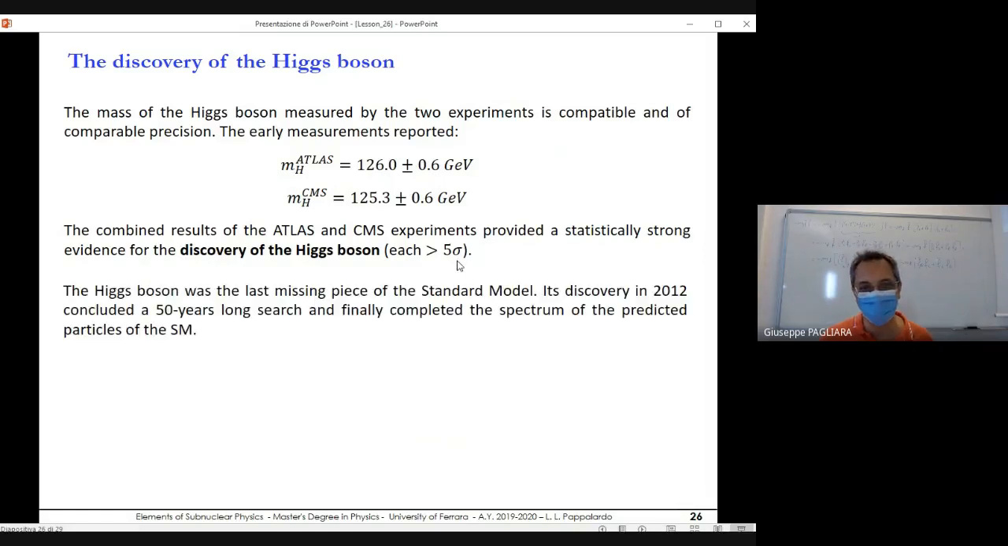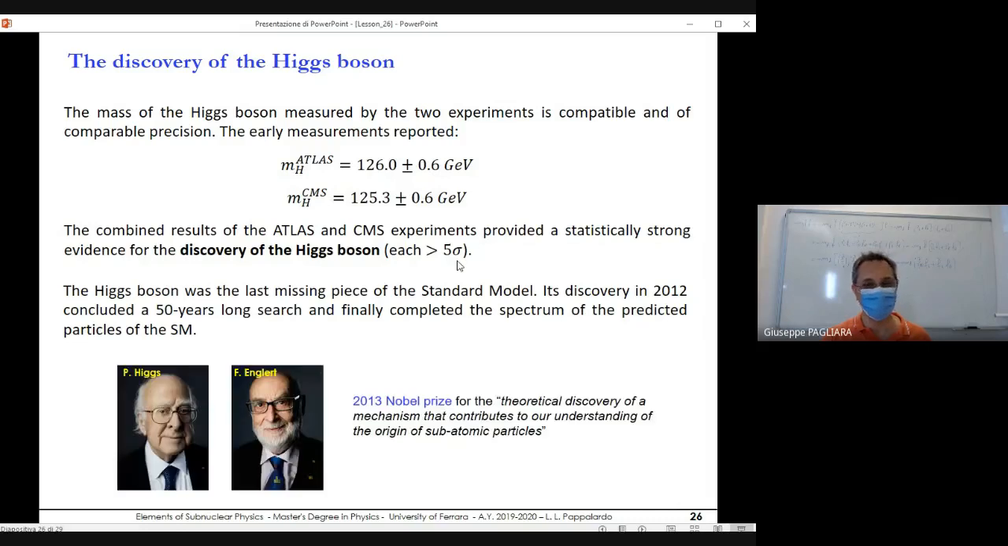It was 5 sigma. The Higgs boson was the last missing piece of the standard model. Its discovery in 2012 concluded 50 years of search. The article from Higgs and friends was in 1964, so 48 years of hunt for these bosons.